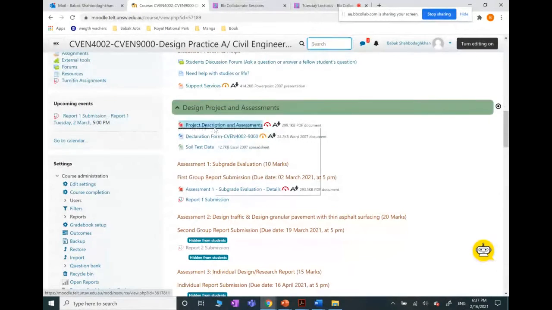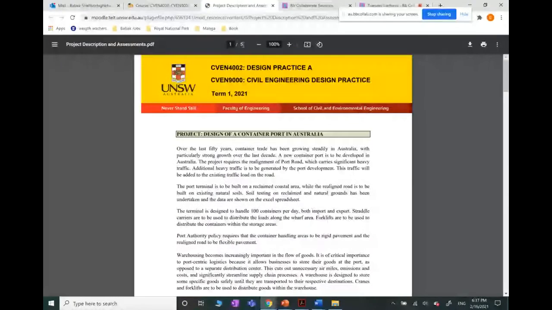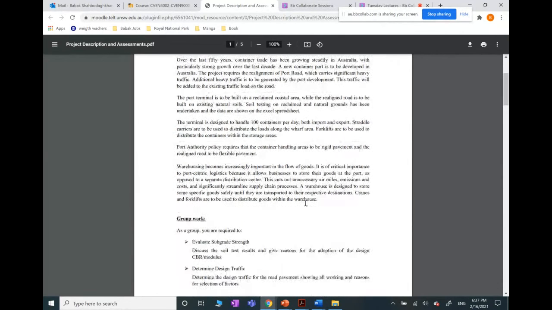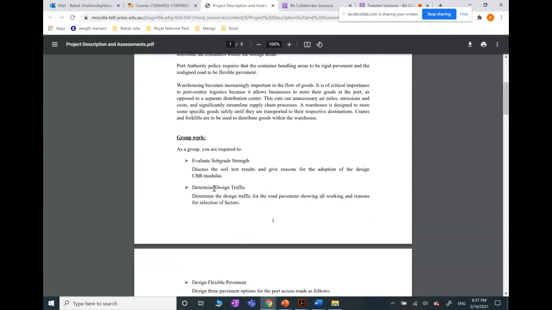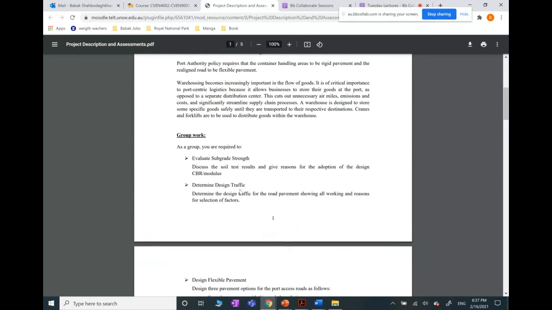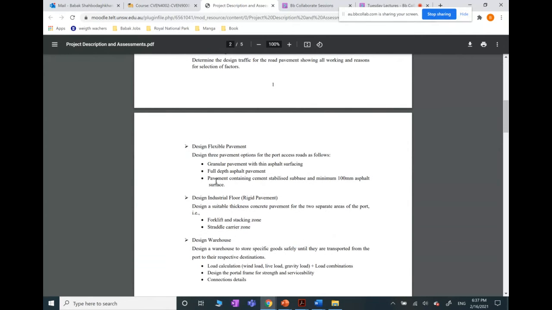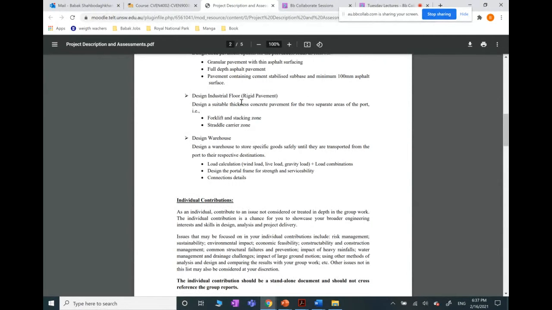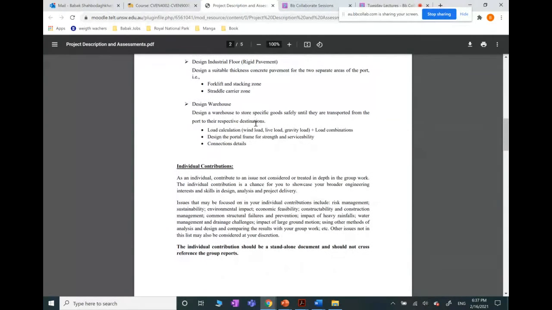About the project, let's go through the project description. Here I gave you an introduction about the importance of the project, about what exactly we are going to design, and these are the different tasks that we are going to do. We start from the evaluation of the subgrade strengths, then determination of the design traffic. After that, design of 3 different types of pavement. Then design the industrial floor, design of a rigid pavement based on CCAA standard, and eventually the design of the warehouse.